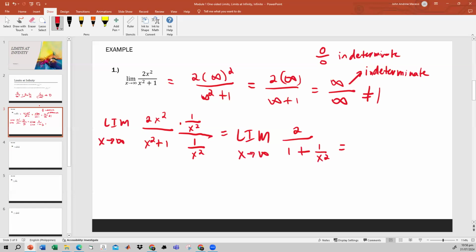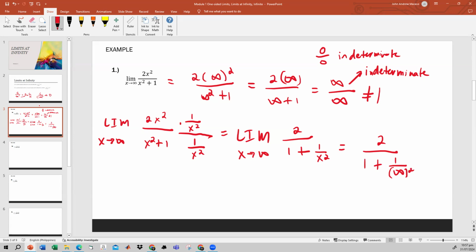So you can now evaluate the limit. This will lead to 2 over 1 plus 1 over infinity squared. Again, please take note, class, that if you are dealing with 1 over infinity, and as you can see here, infinity is being squared, so of course it will become infinity as well.